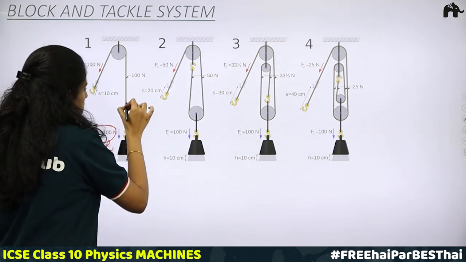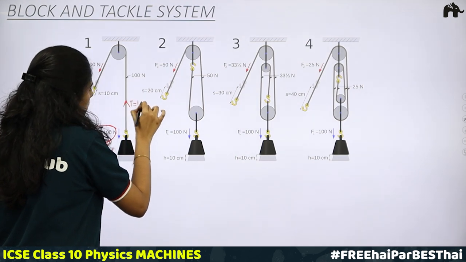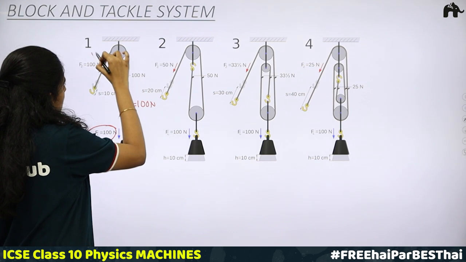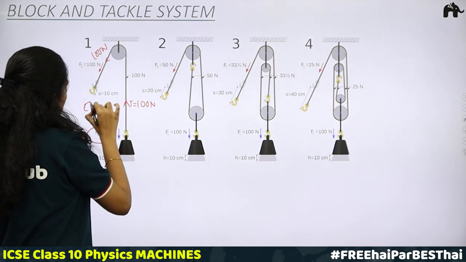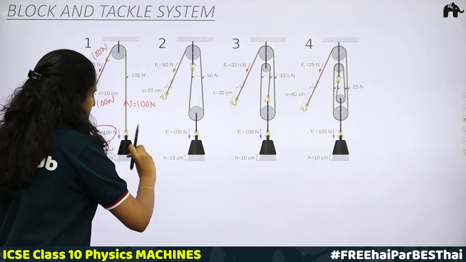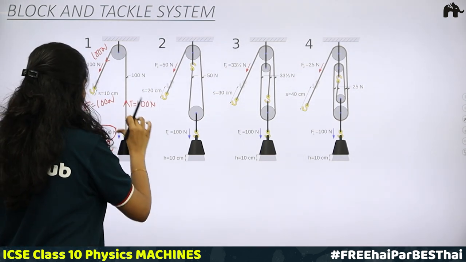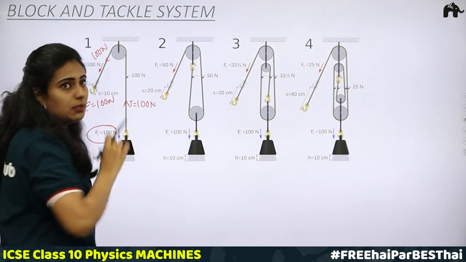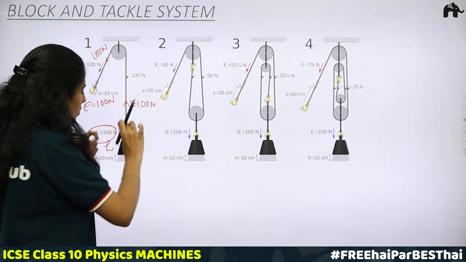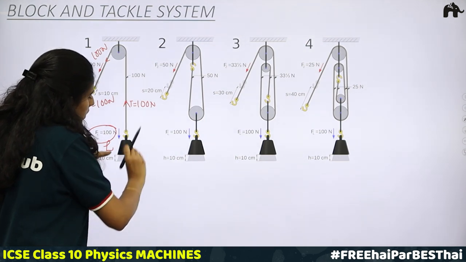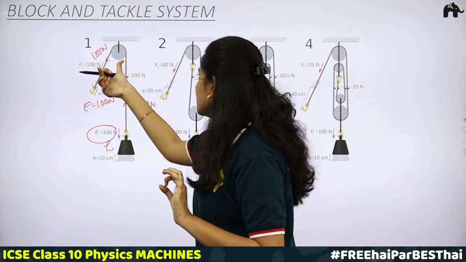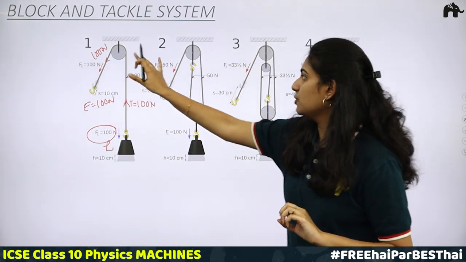Okay, here a tension will be created. This tension will be equal to 100 newton. The same tension will be acting here, which is 100 newton, and the effort will also be equal to 100 newton. If the load moves by a distance of 10 centimeter, it means the effort has also been moved by 10 centimeter. You are pulling the rope by 10 centimeter, only then the load will be moving through a height of 10 centimeter. This is the simplest case. Okay, only a fixed pulley we are using here, single fixed pulley we are using here.